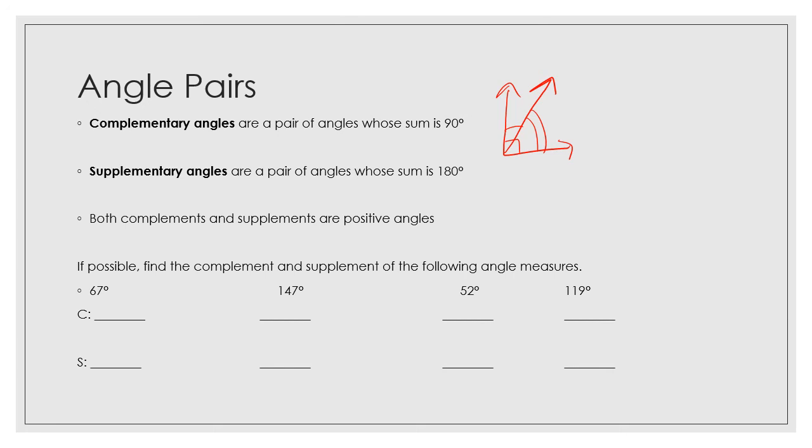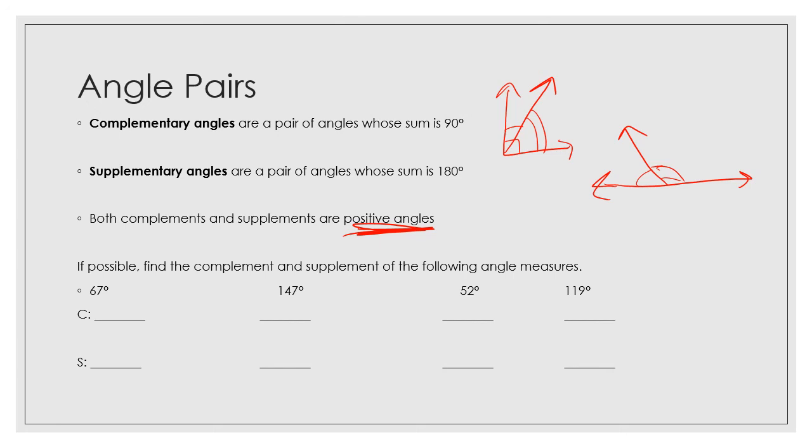Then I have supplementary angles. Supplementary angles are a pair of angles whose sum is 180. So pretend that that is a straight angle, and I have those two angles. The important thing is both complements and supplements have to be positive angles. We do not have negative angles as complements or supplements. So sometimes we may not have both a complement and a supplement for all angle measures.